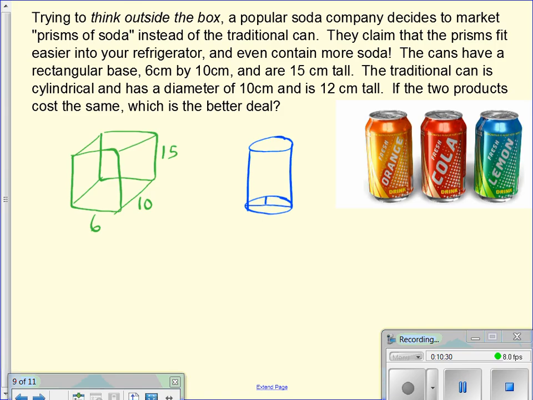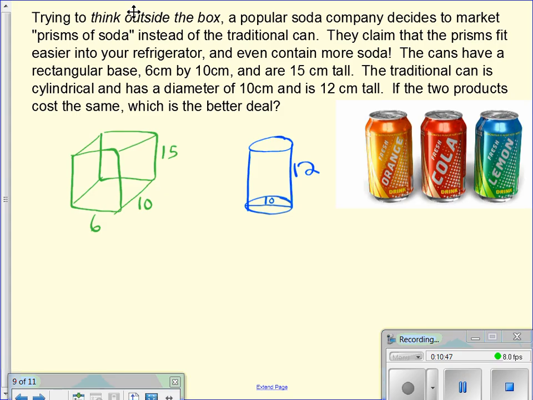Diameter is 10 and 12 centimeters tall. If the two products cost the same, what's the better deal? In other words, what's giving you more soda? So you should think surface area, volume. You've got to find volume because you've got to know how much soda is going to fit inside of it. That's what I care about.